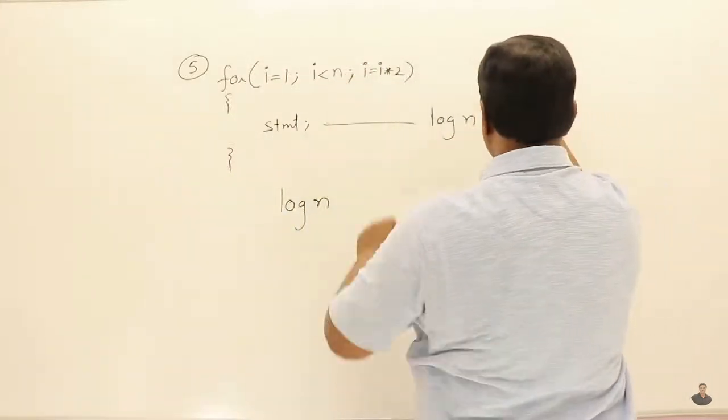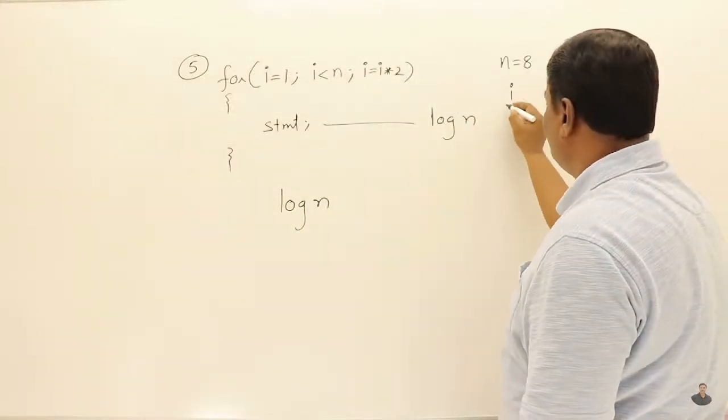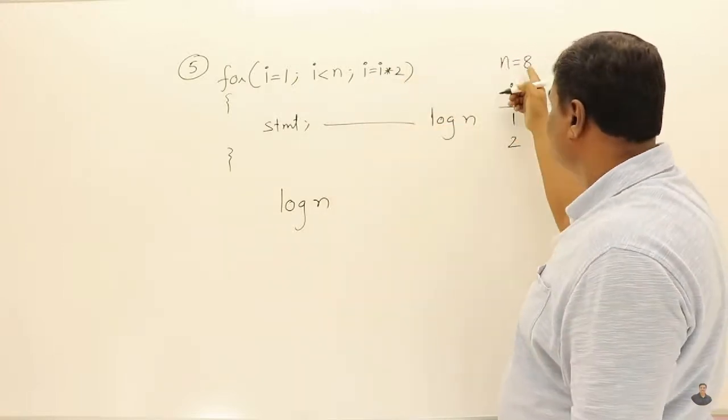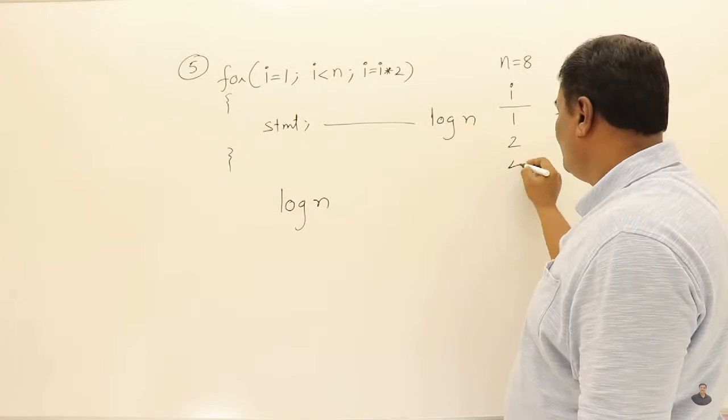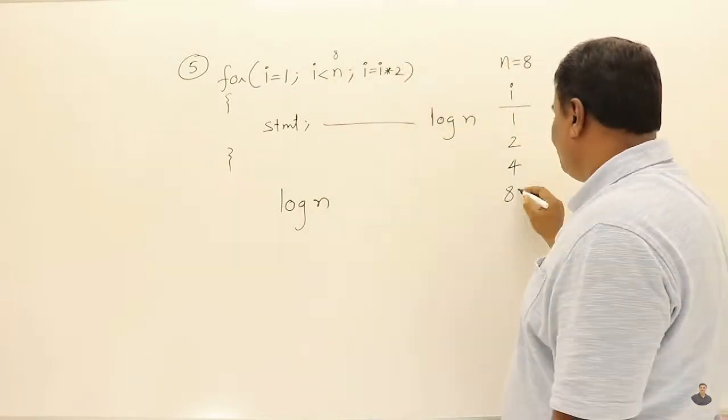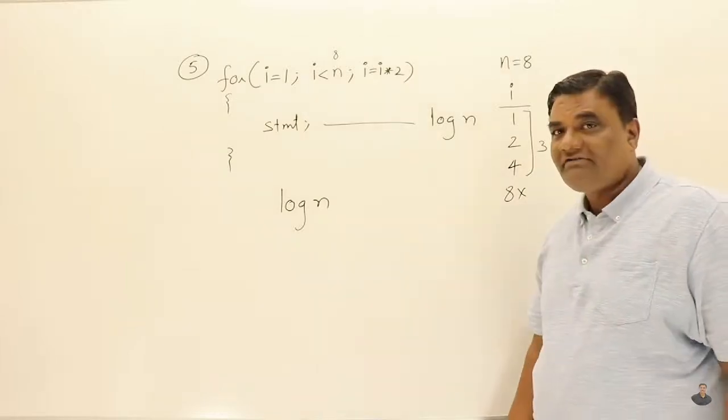Suppose the n value is 8. Now let us trace this by taking a sample value. i is 1 initially, then i is multiplied by 2, so it's 2, and 2 is less than 8. Then again multiplied by 2, it's 4, and 4 is less than 8. Then it's 8, so again multiplied by 2. Now 8 is not less than 8, so it will stop. So how many times is it repeating? It is repeating 3 times.